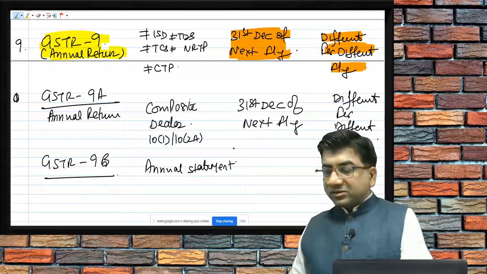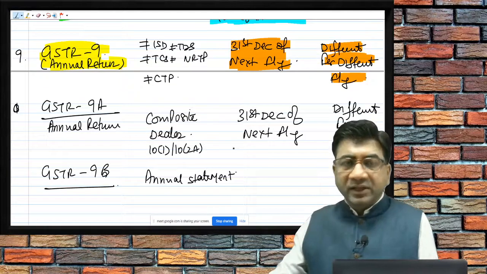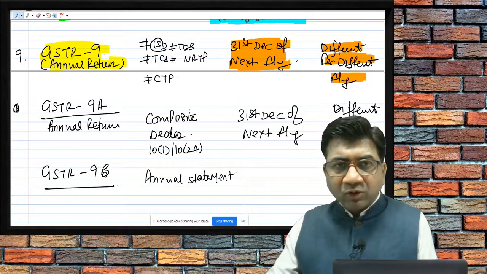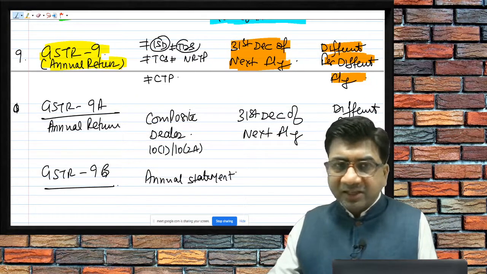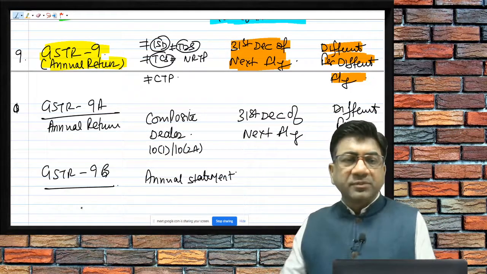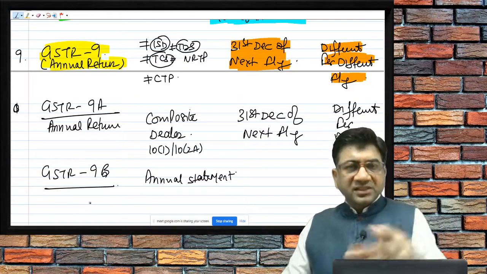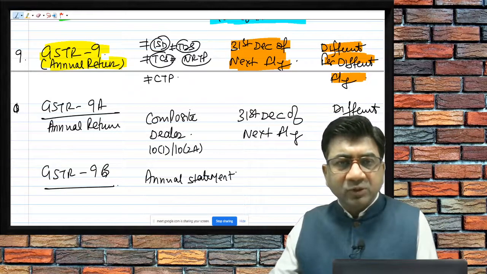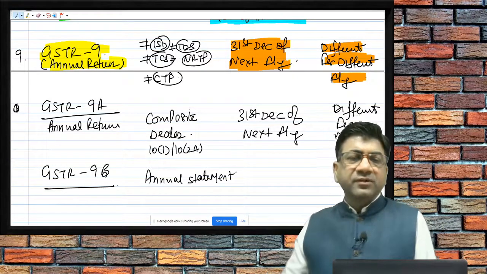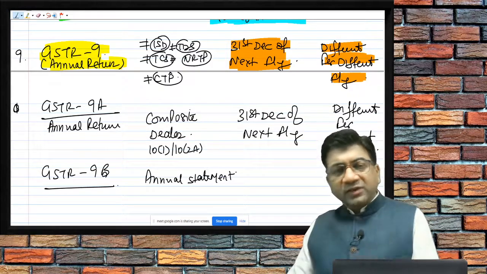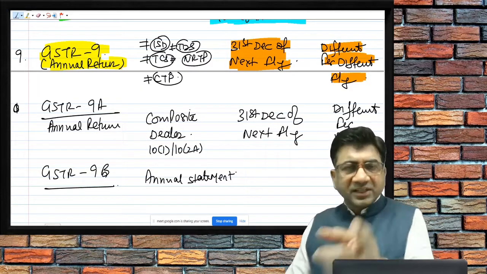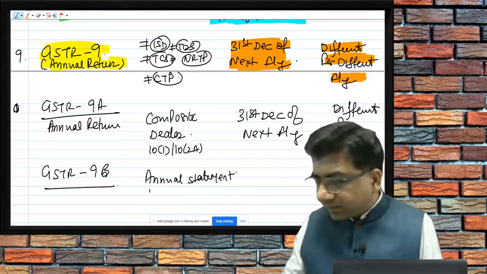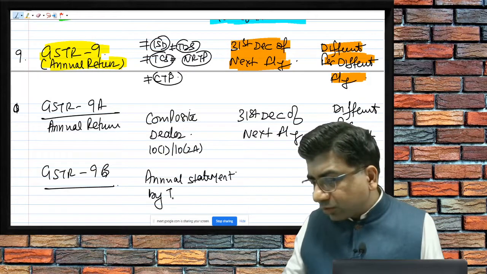So who is not required to file annual returns? ISD is not required to file annual returns. No TDS deductor, no TCS deductor. We call it a statement. This we don't call a return. So that is the reason they are excluded. NRTP excluded. CTP is excluded. Composite dealer was required to file annual return. That's the reason they are not excluded. This is annual statement by TCS deductor.